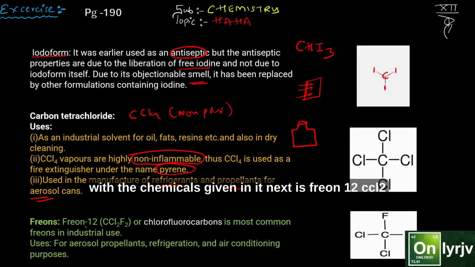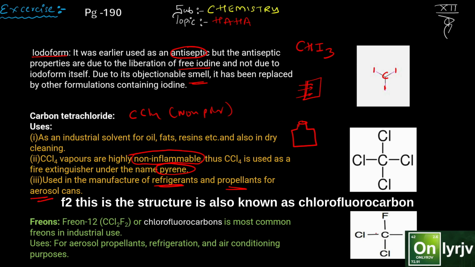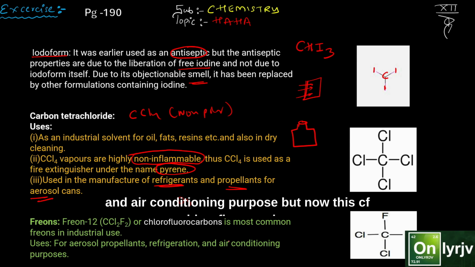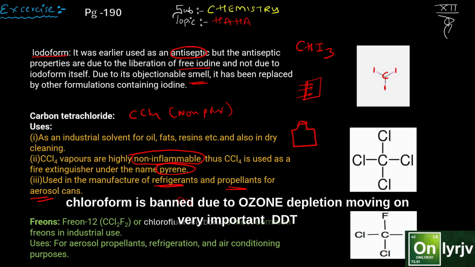Next is freon 12, CCl2F2. This is the structure. It is also known as a chlorofluorocarbon, which is responsible for the ozone hole. It is the most common freon in industrial use. It is again used as an aerosol propellant, and for refrigeration and air conditioning purposes. But now this chlorofluorocarbon is banned because of ozone layer depletion.